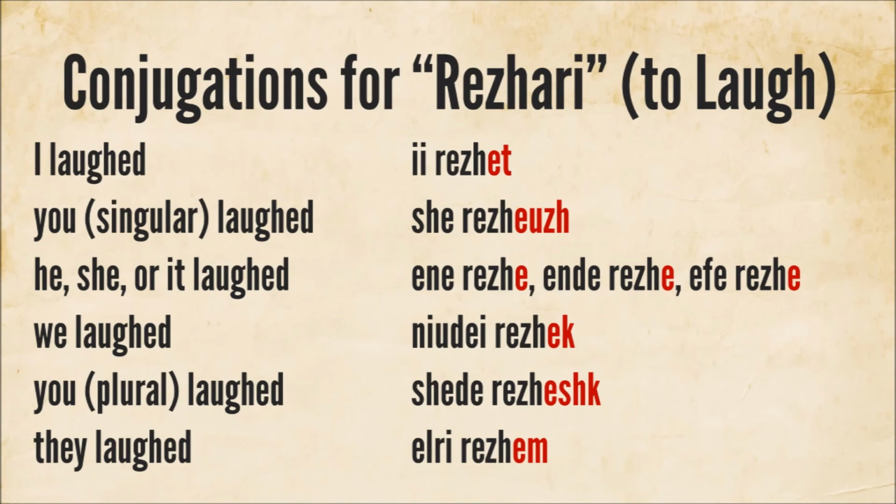So to make an example for this tense, we're going to use the infinitive rejari, which means laugh. I laugh is yi rejet. You singular laugh is she regeus. He, she, or it laughs is ene rege, ende rege, or efe rege. We laugh is nude regek. You plural laugh or you all laugh is shede regesk. And they laugh is erri regem.